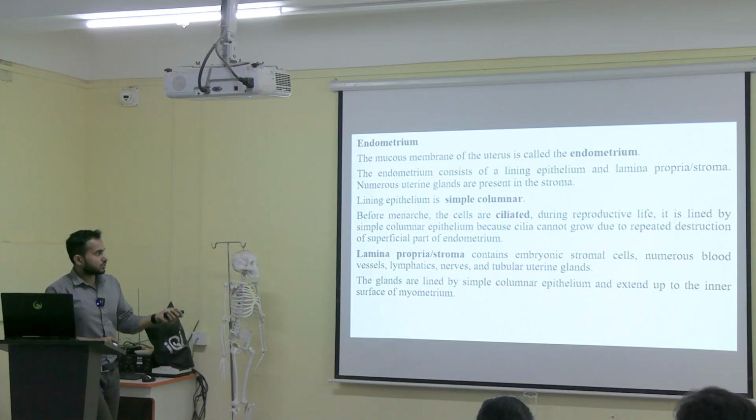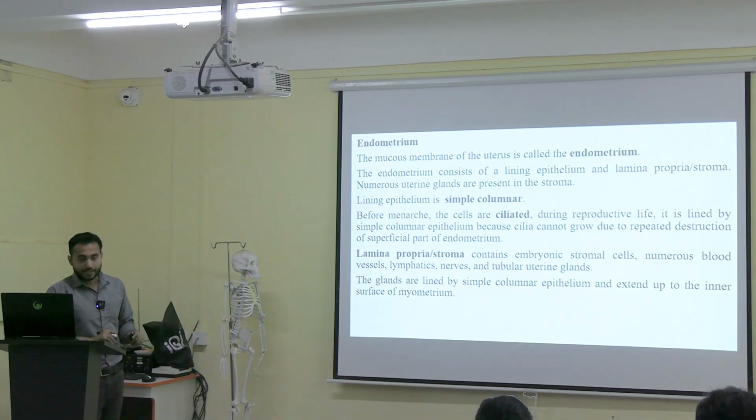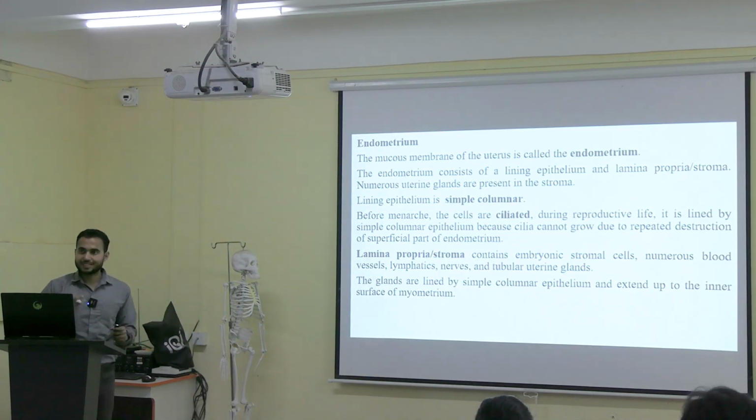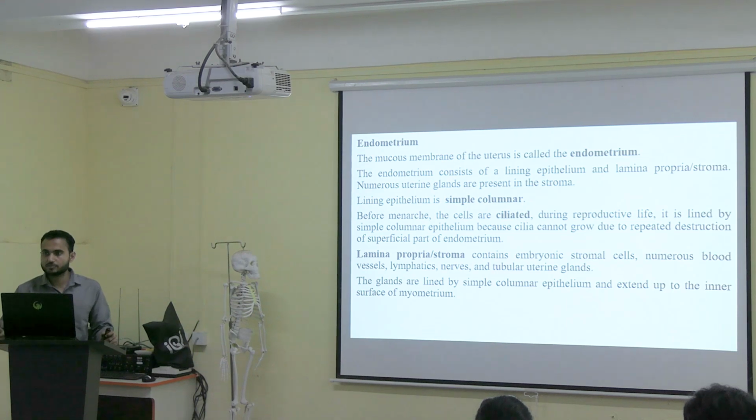Next, lamina propria, stroma is also there. Now very important, what is there in this? Along with the blood vessels, lymphatics, nerves, we are also getting uterine glands. Okay, tubular uterine glands are there. Now these glands are again lined by simple columnar epithelium. And these glands may extend up to the myometrium. And the shape of the glands, size of the glands, and contents of the glands change during the menstrual period.